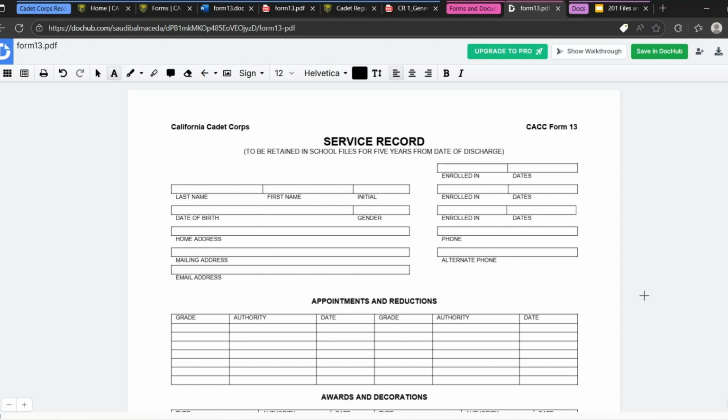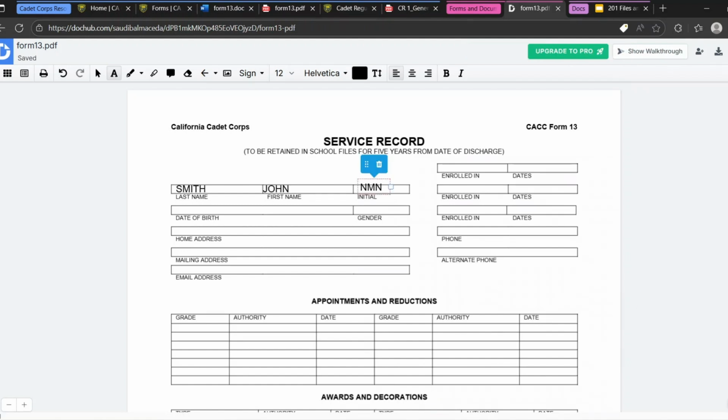This is vital for updating and keeping track of all of the things that you have. That way, when you go to apply for higher promotions or even for positions within your battalion, your brigade, or even the state Cadet Corps, it is extremely important that all of these files are updated so that you can give an accurate representation of all of your accomplishments as a cadet.